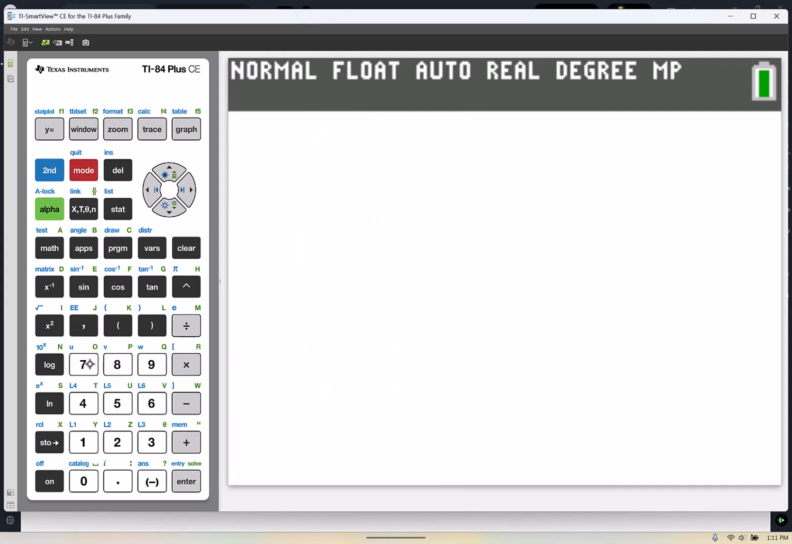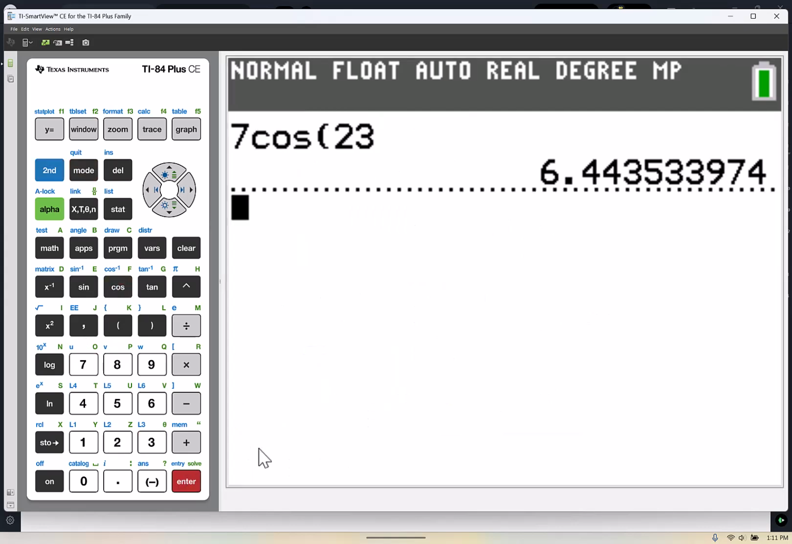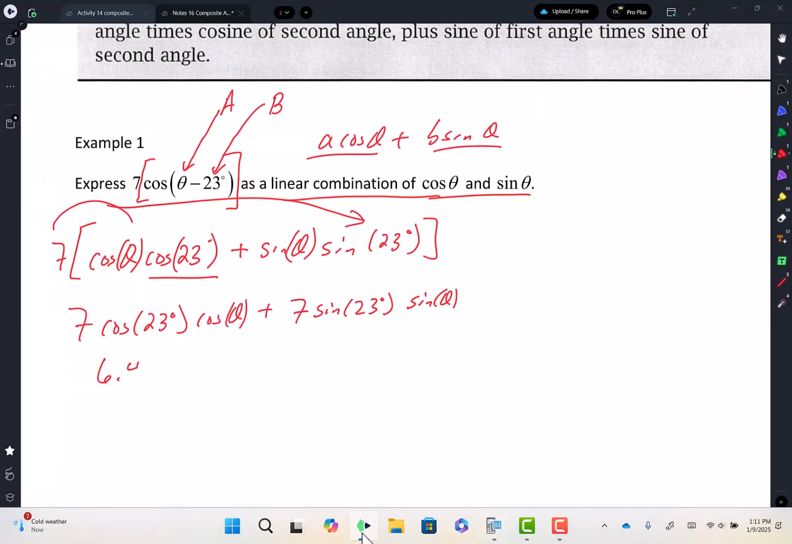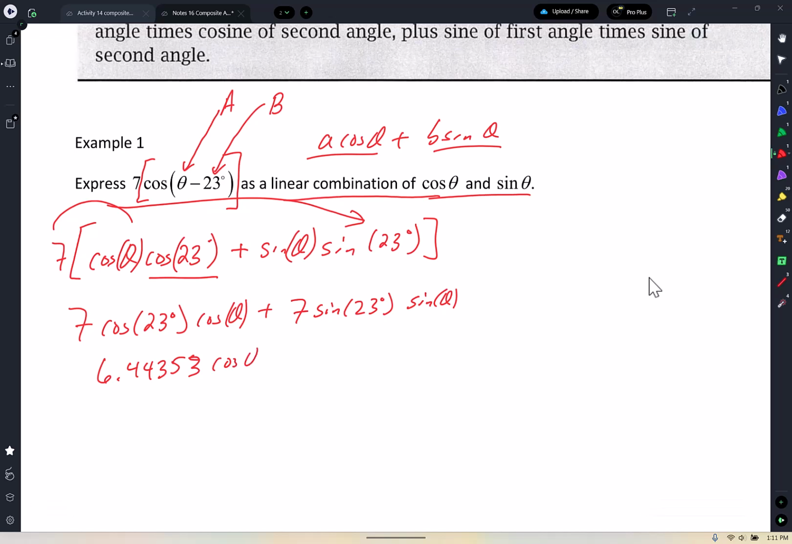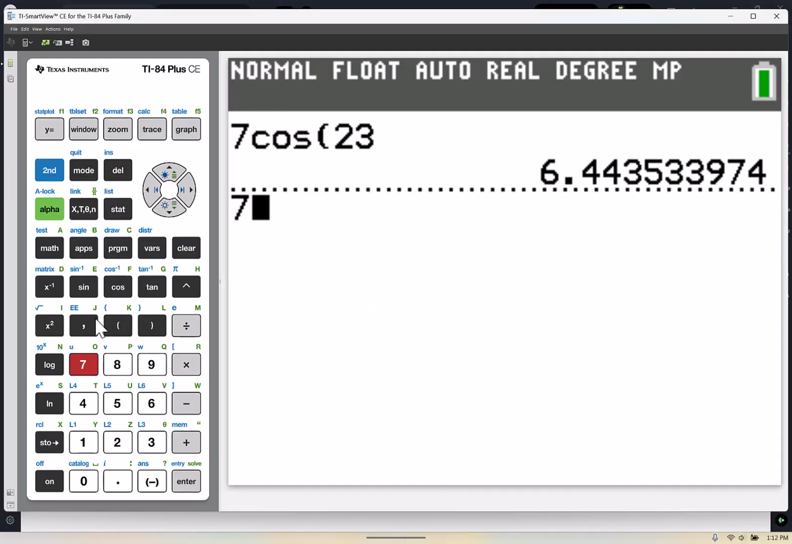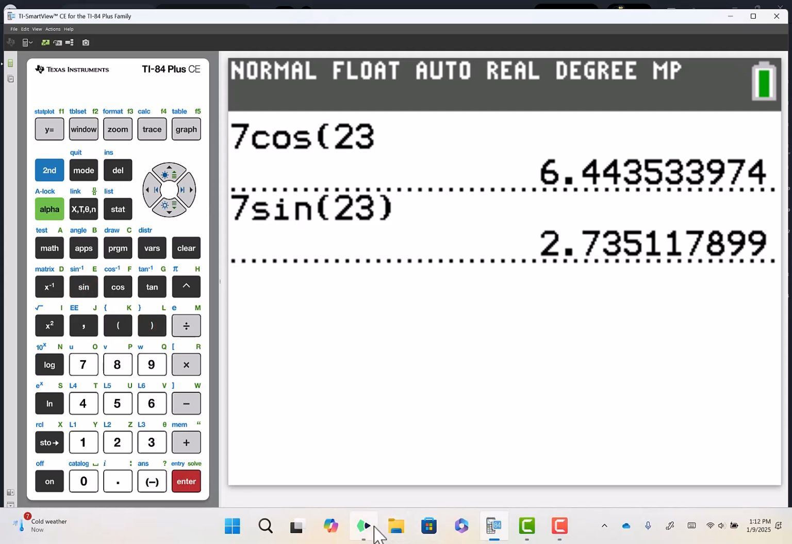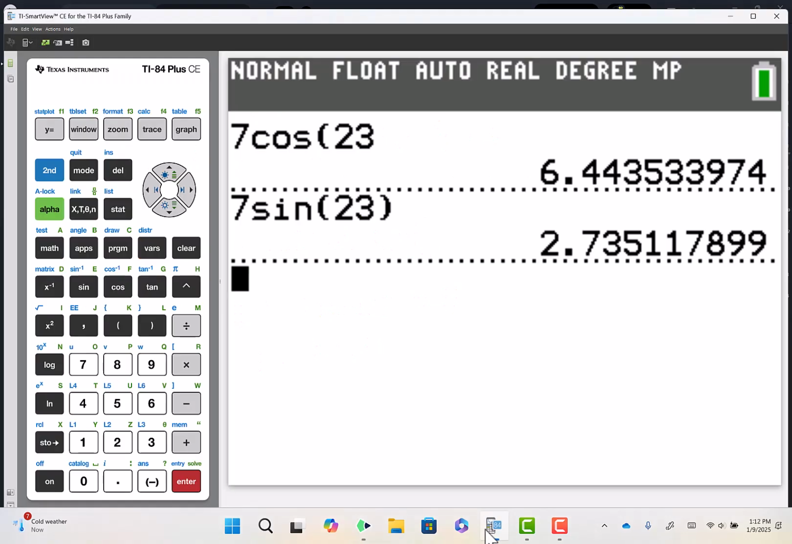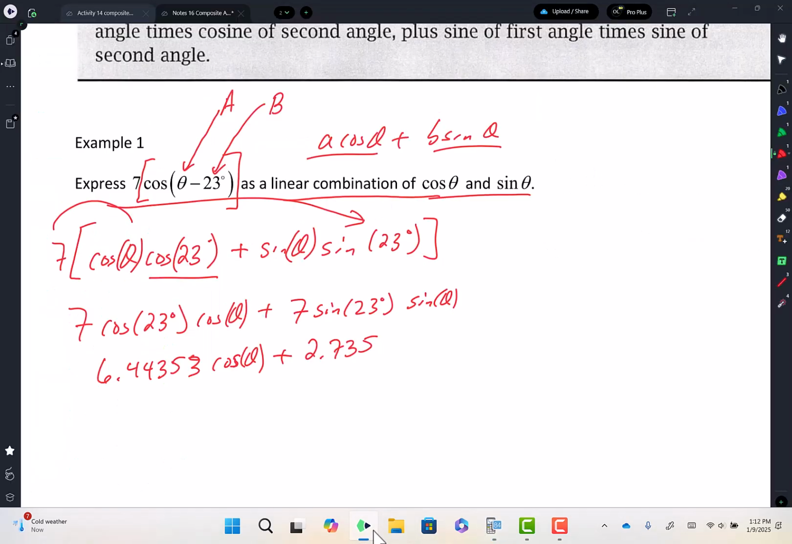And I'm going to go 7 cosine 23, push enter, 6.44353. Let me see if I can remember that. 6.44353. I got it. Cosine theta, that's this one right here, plus, and do 7 sine 23. 2.73511 if it's truncated. 2.73511 sine theta. And there it is, guys.